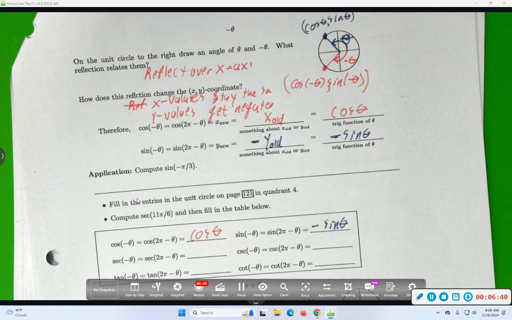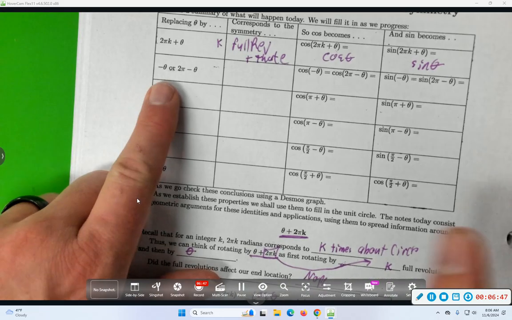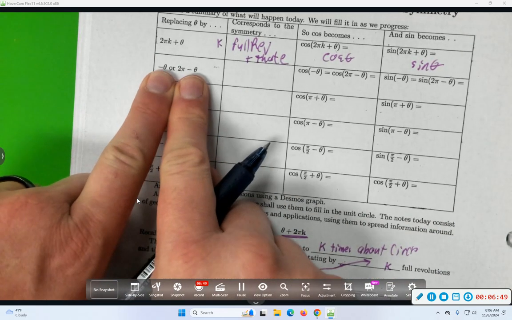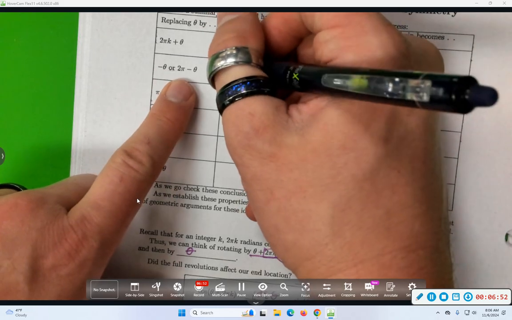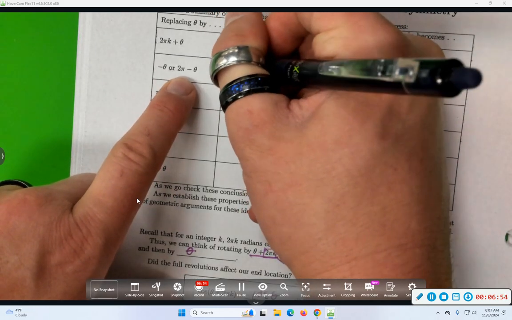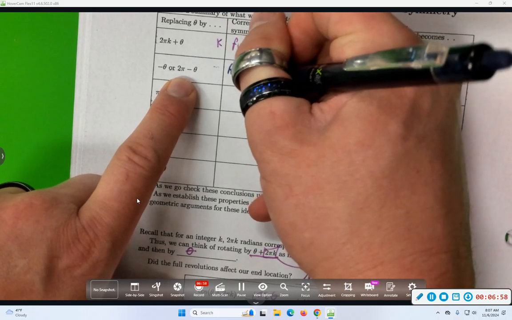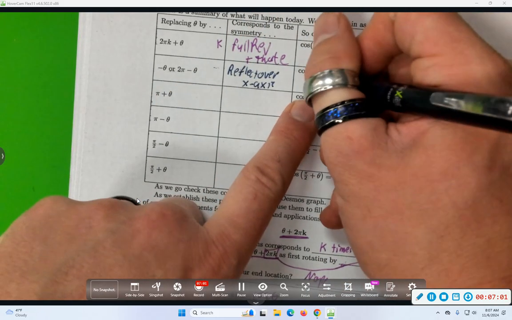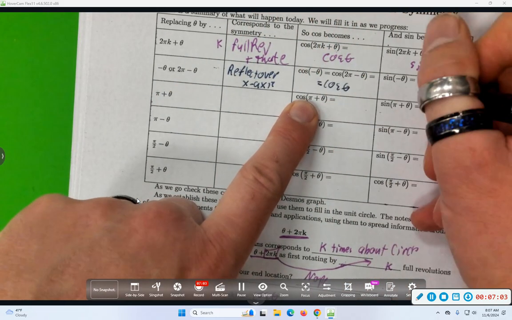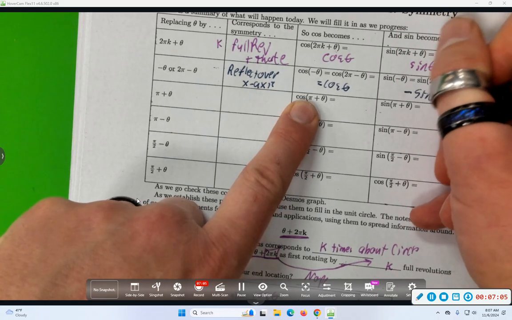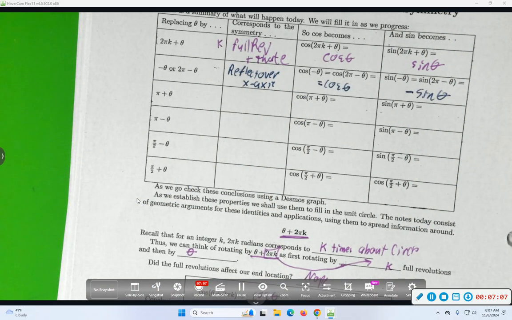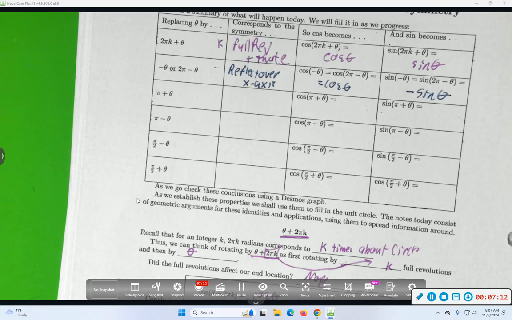Neato. So we have these identities. I'm going to flip back to the previous page and just put these into the table. So replacing an angle theta by negative theta, or 2 pi minus theta, corresponds to a reflection over the x-axis. Cosine theta stays the same. Sine theta becomes negative. Cool. That feel pretty good? Nice.